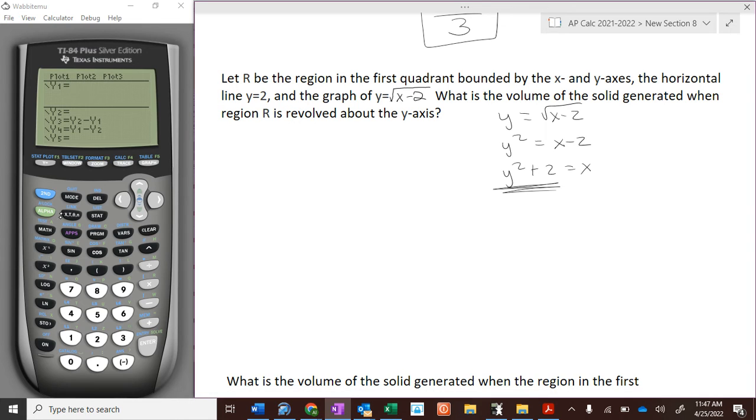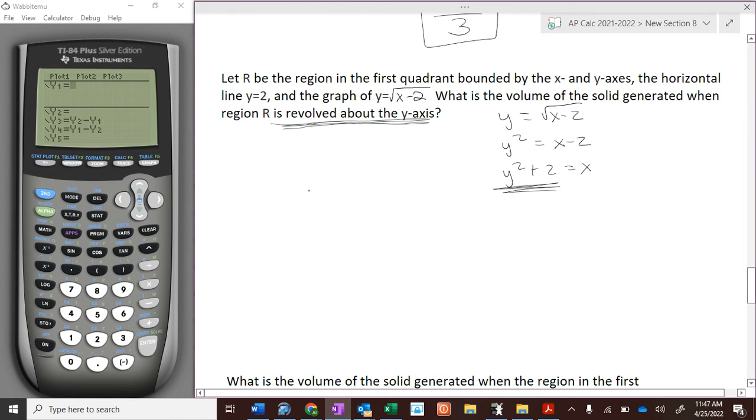But this is. Wait, why do you wanna flip it around like that? Because you're revolving around the y-axis. When you revolve around the y-axis, you got to solve for x. All right.